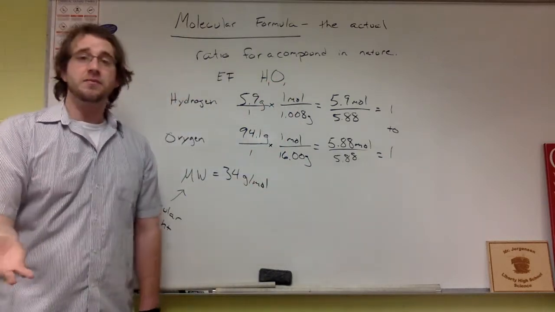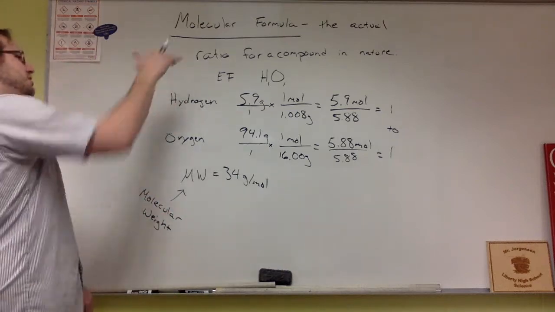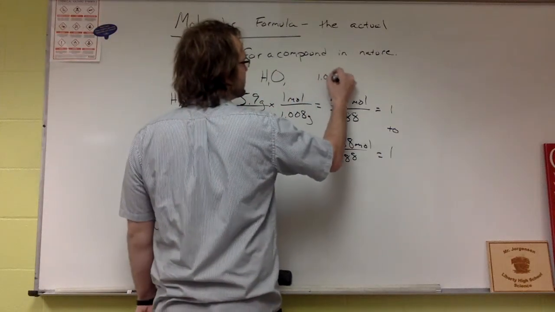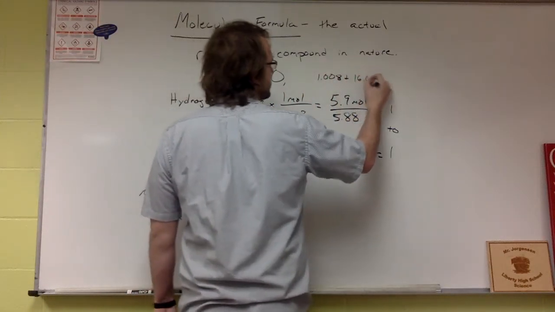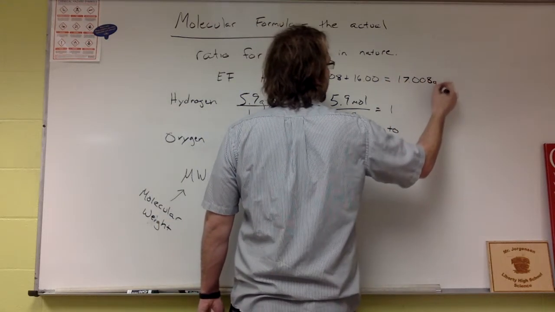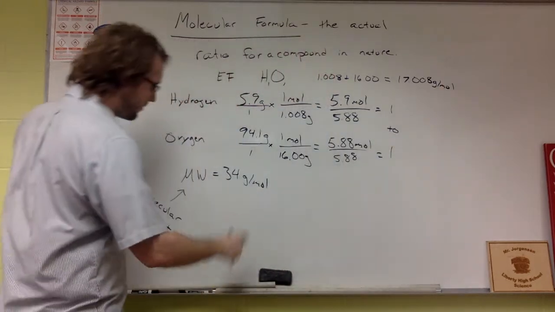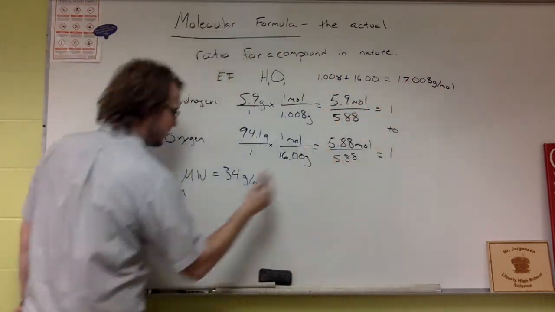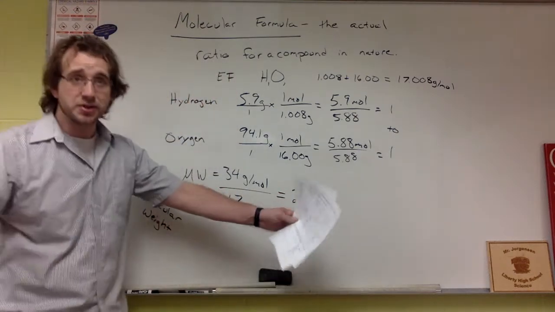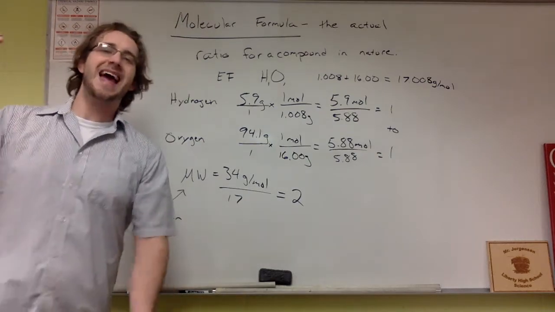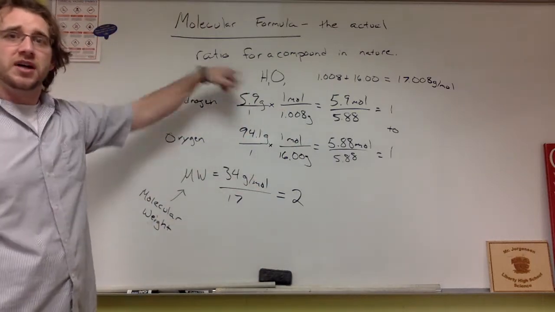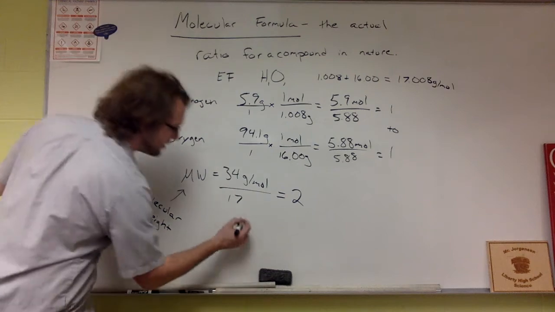So now we know the empirical formula. We know the molar mass of the big one. We need to find the relationship between them. So we find our molar mass for our empirical formula. 1 hydrogen is 1.008 plus 1 oxygen, 16.00. That's going to come out to be 17.008 grams per mole. So now we take our big molar mass divided by our little molar mass. 34 divided by 17 gives us 2. Yay, we got a number. The number's 2. What do we do with that number? That number tells us that the actual molecular formula is 2 times bigger than the empirical formula. So we're going to take our empirical formula and multiply it by 2.